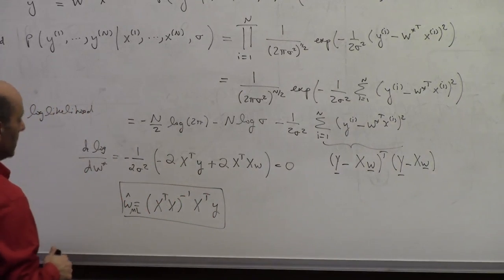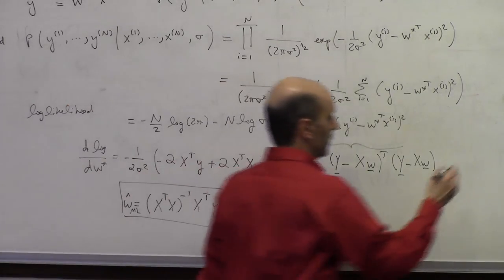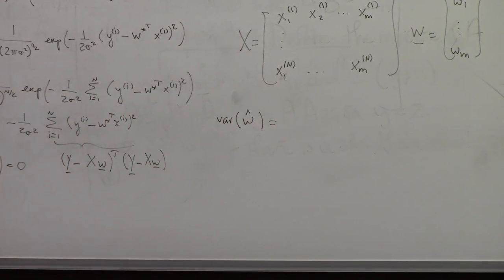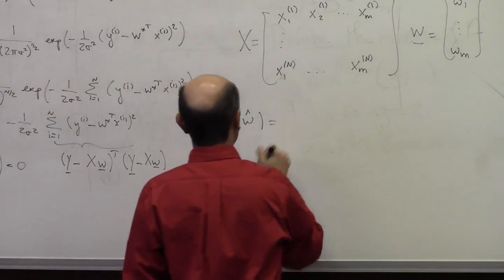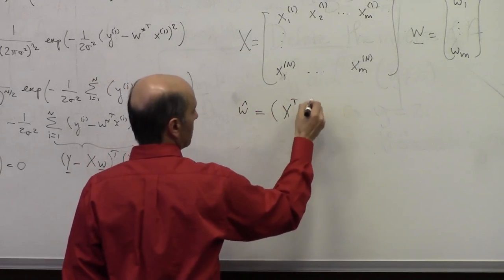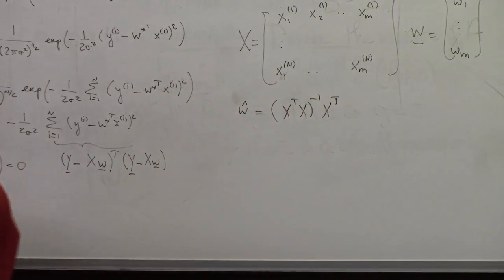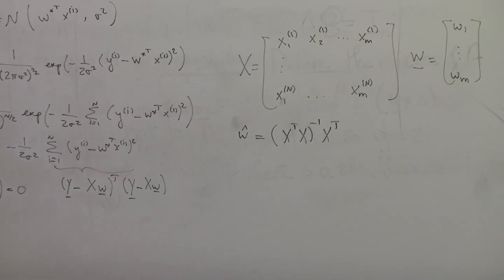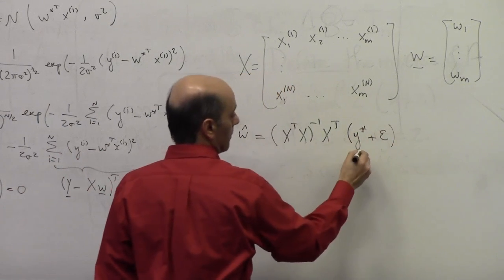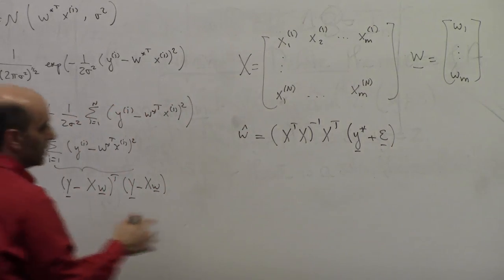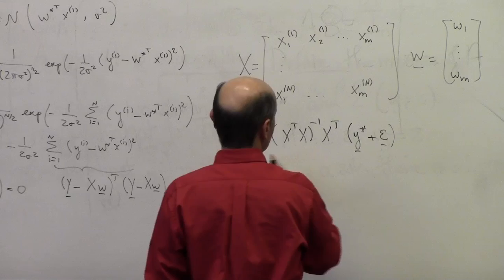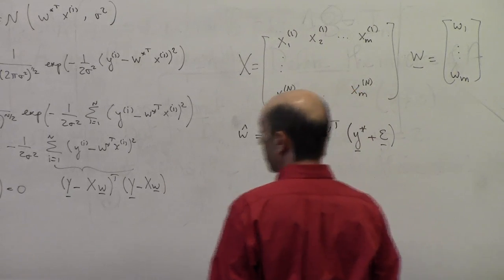And so to do that, let me write now the variance of my estimate, the variance of w hat. Well, w hat is equal to this, so let me write it in terms of the function. w hat is equal to x transpose x inverse, x transpose times y. But what is y? Y is equal to y star plus this noise. Now let me write these as vectors, y star and epsilon. Epsilon is all the noises that I had on each trial. Y star is the true measurement on that trial. OK, so that's my solution.